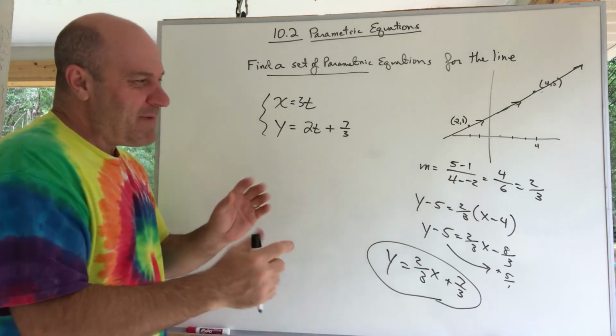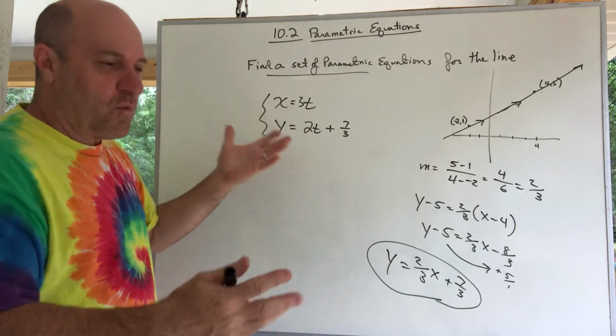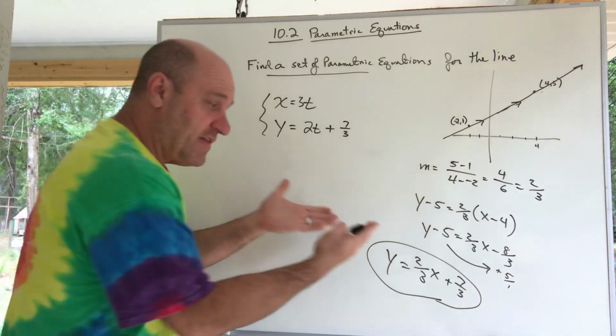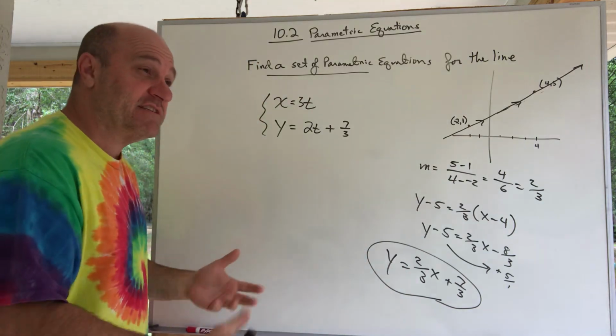So parametric equations are interesting. Both this one and the one I had a second ago would result in the same rectangular equation. So this is the path, but the way they travel on that path is different.